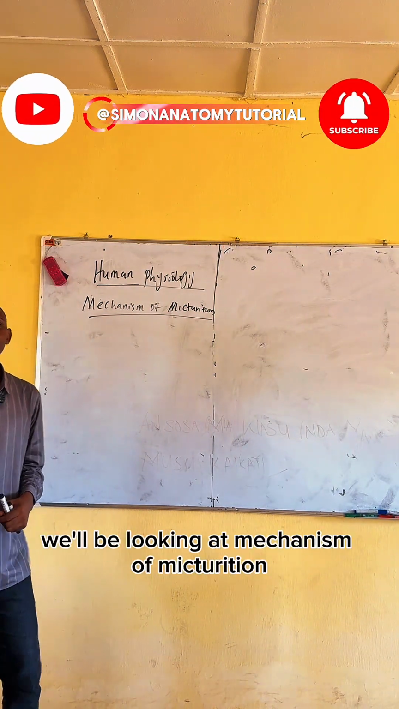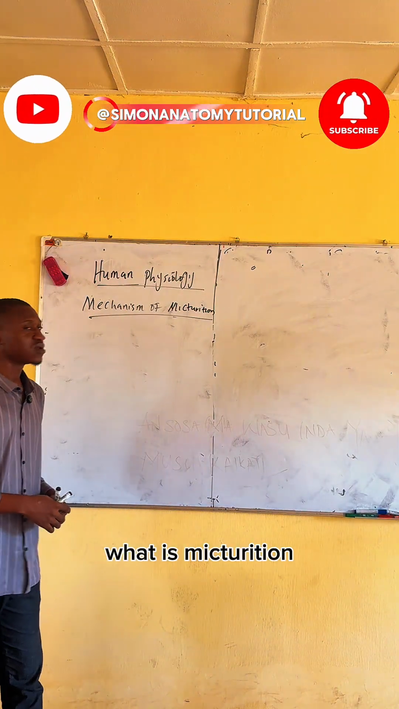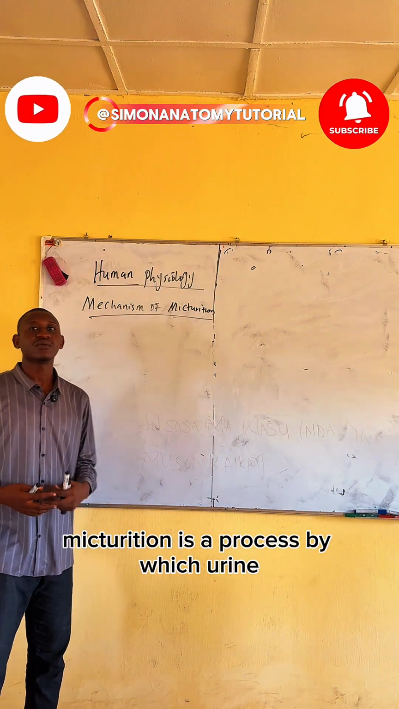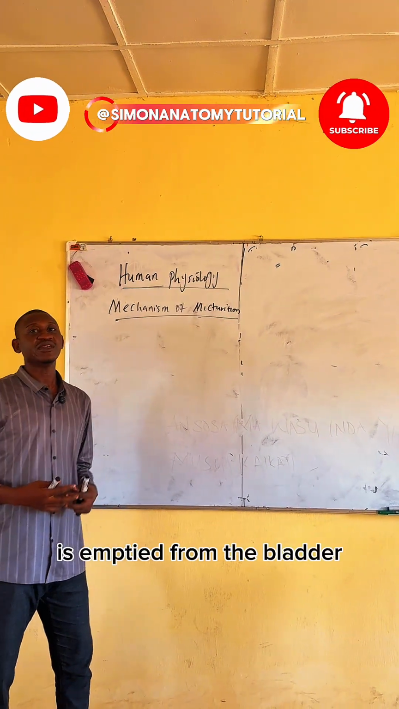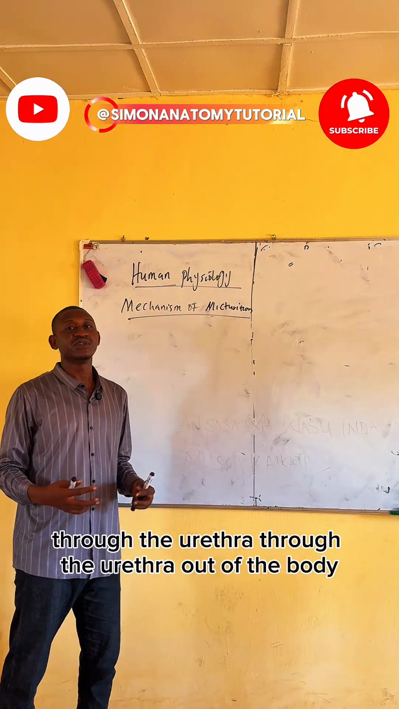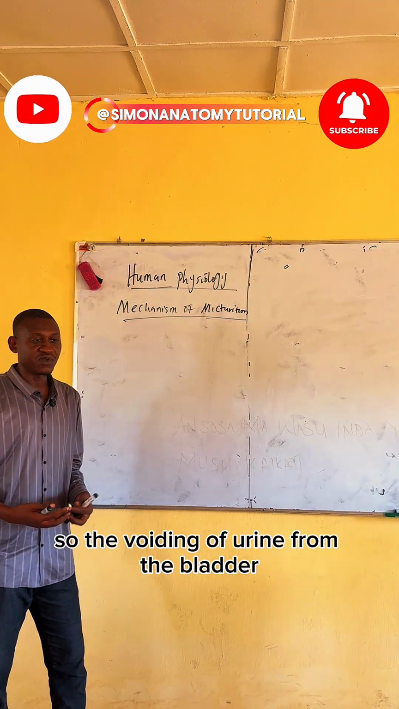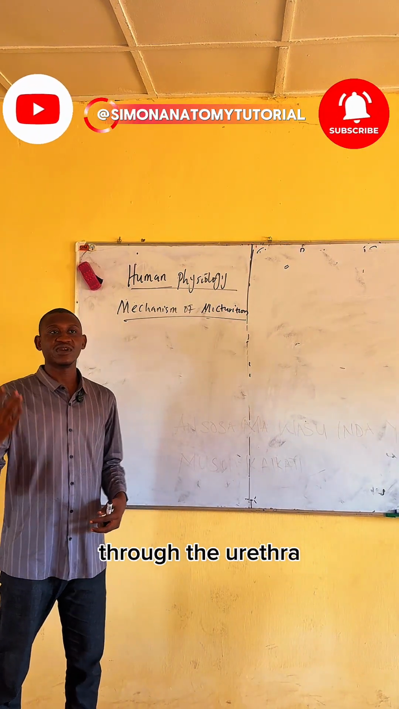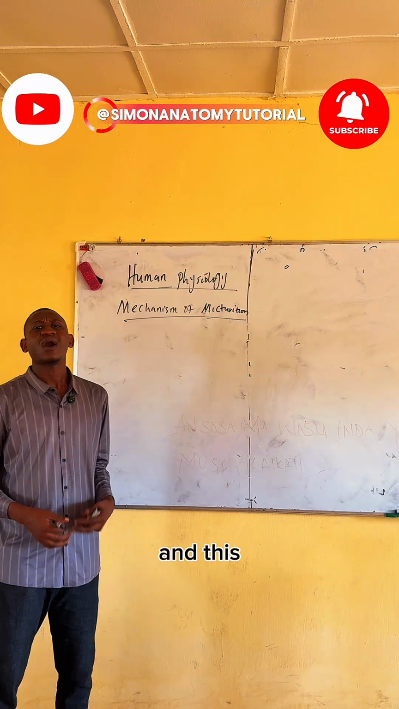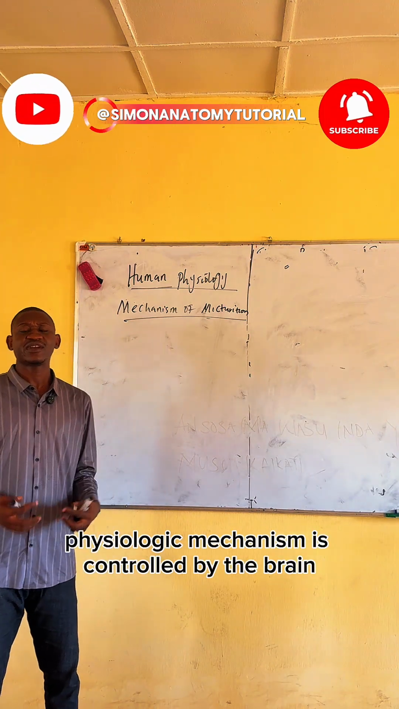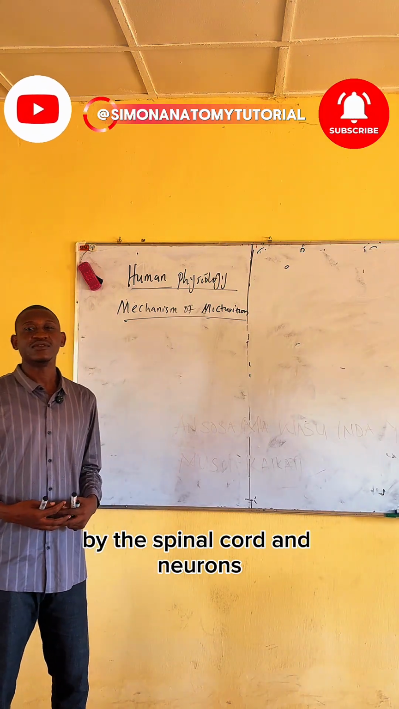In today's class, we'll be looking at the mechanism of micturition. What is micturition? Micturition is a process by which urine is emptied from the bladder through the urethra out of the body. So the voiding of urine from the bladder through the urethra to the exterior is what we are calling micturition. And this physiologic mechanism is controlled by the brain, by the spinal cord, and neurons.